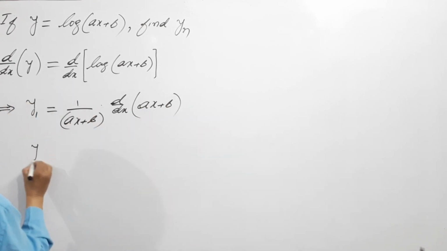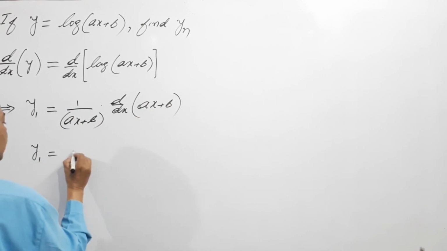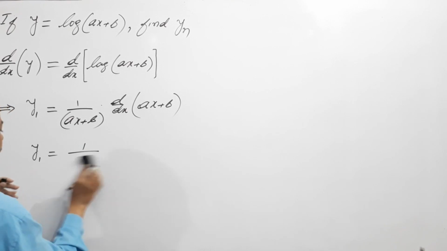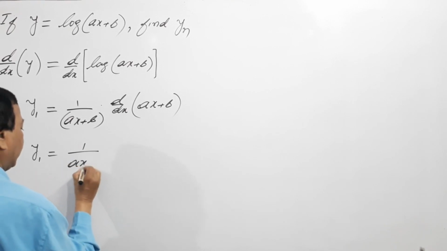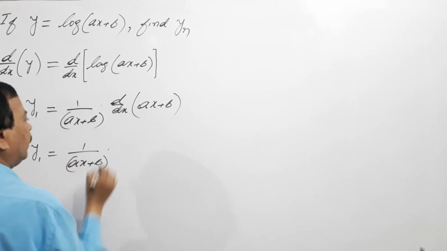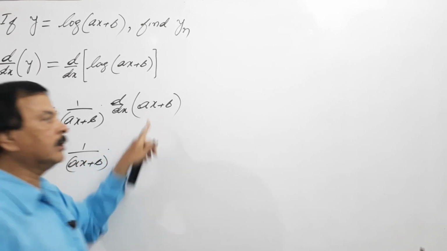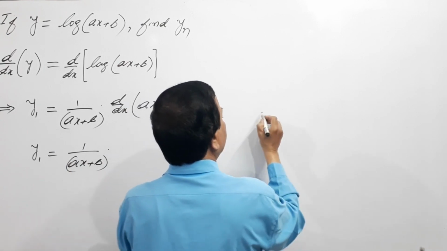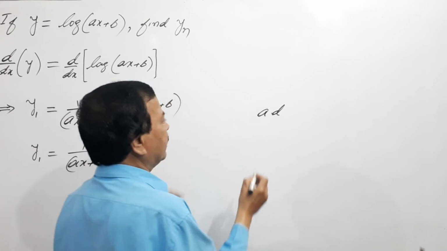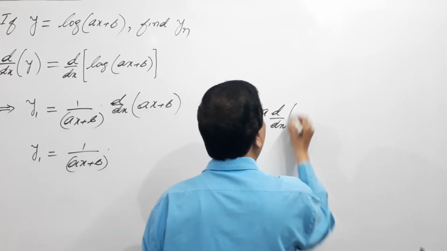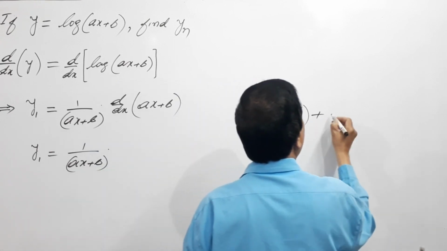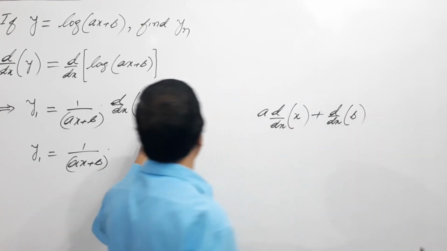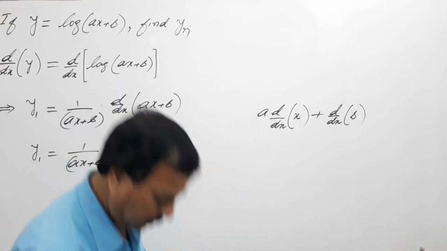What happens to this? y1 equals 1 by ax plus b into, if you differentiate, d by dx of ax is nothing but what? I will take this a outside: a times d by dx of x, plus d by dx of b, that is pertaining to this. So what happens to this?